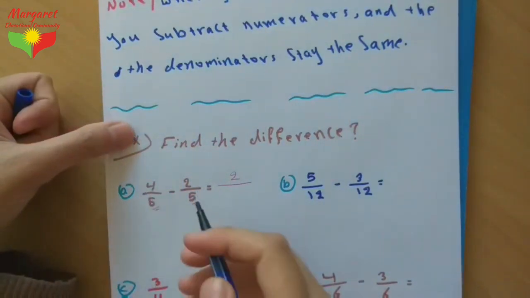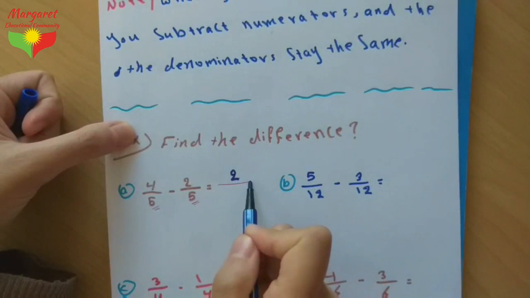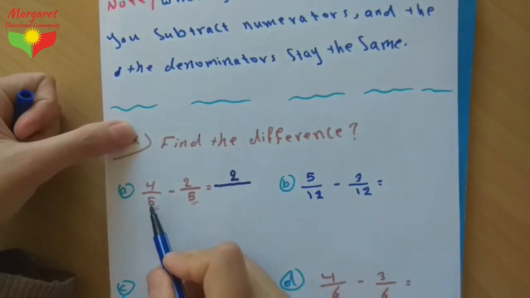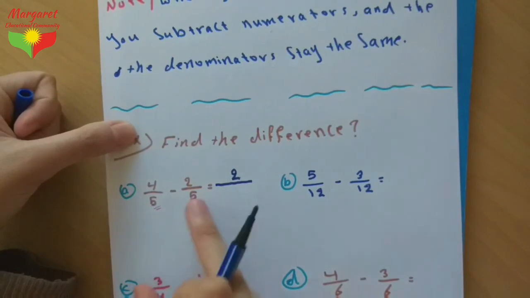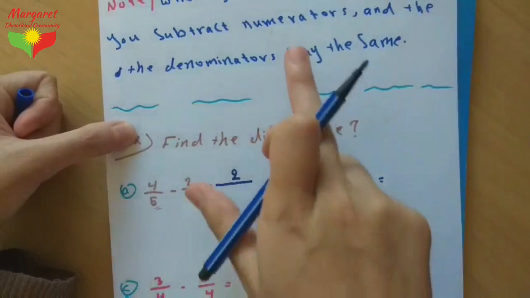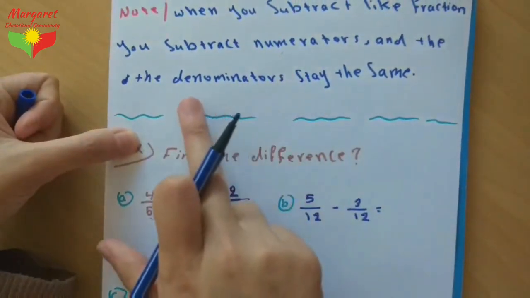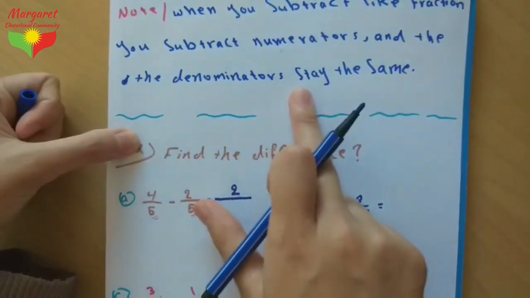4 minus 2 equal to 2. We have the same denominator, 5. It's not true to write 5 minus 5, it's false. By depending on this note, subtract the numerator and the denominator stays the same.